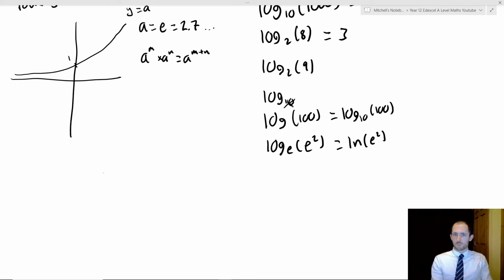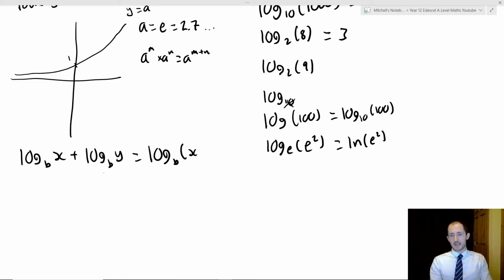Now the rules here are not too bad. So log to the base b, so again, b is just going to stand for base, and it has to be the same, of the letter, let's choose x, plus log to the base b, so again, same base, y, is the same as doing log to the base b of x times y. Okay? So if you add logarithms together, you can multiply them. Now keep in mind that in your specification, you have to use these rules both ways. Okay? So sometimes you may have log of, let's say, 8, and you may be expected to do log of 2 plus log of 4 instead, and vice versa.